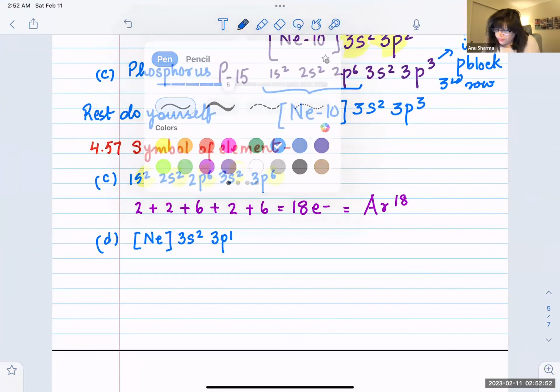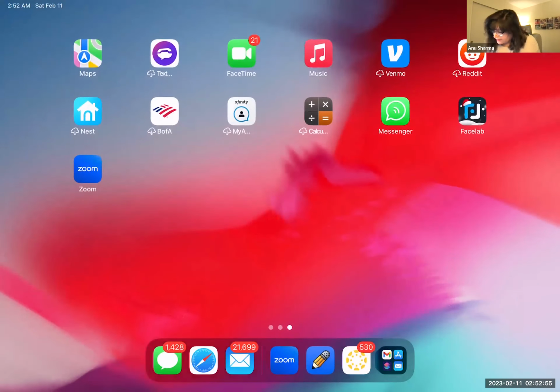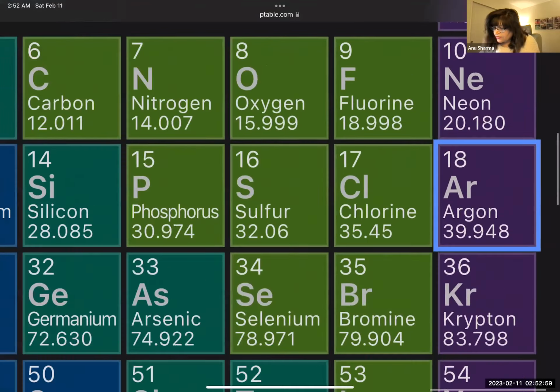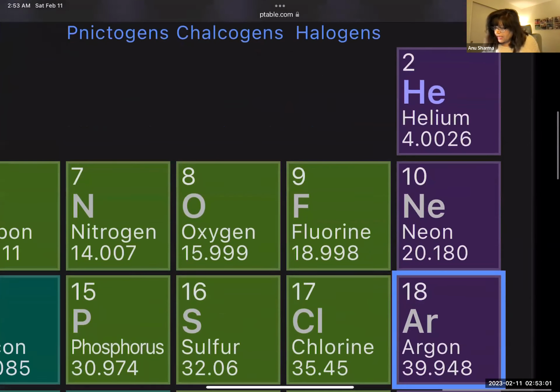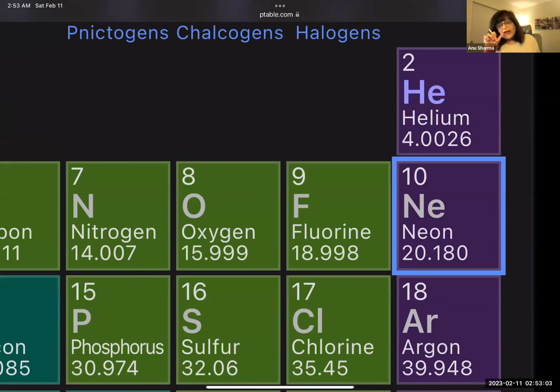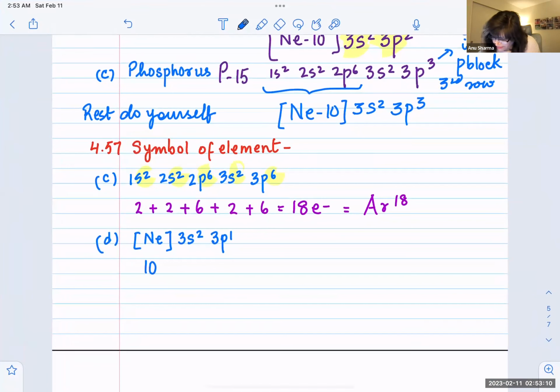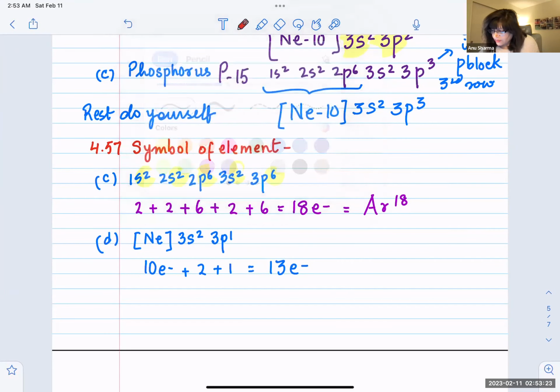Now neon. So let's say you don't know what neon is, so look here. This is the neon right here. So neon has 10 electrons. Okay, and so we're going to go back and see. So these 10 electrons are here, and then 2 plus 1, 3s2 3p1. So this is 13 electrons.